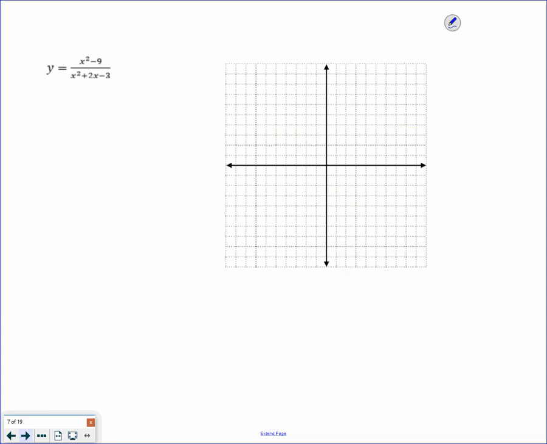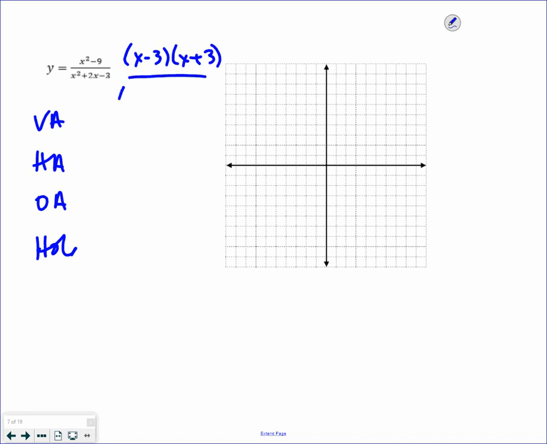All right, last but certainly not least, this one's probably the most challenging one that we're going to have in this particular section. We've got a vertical asymptote, horizontal asymptote, oblique asymptote, and hole. So I factor the top. It's a difference of squares. I can factor the bottom, so I get +3 and -1. So right there, that cancels, x equaling -3 as a hole.